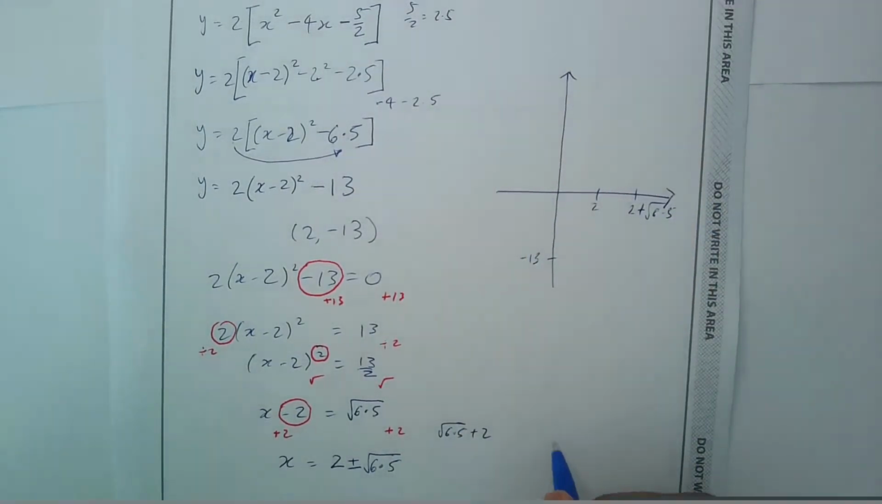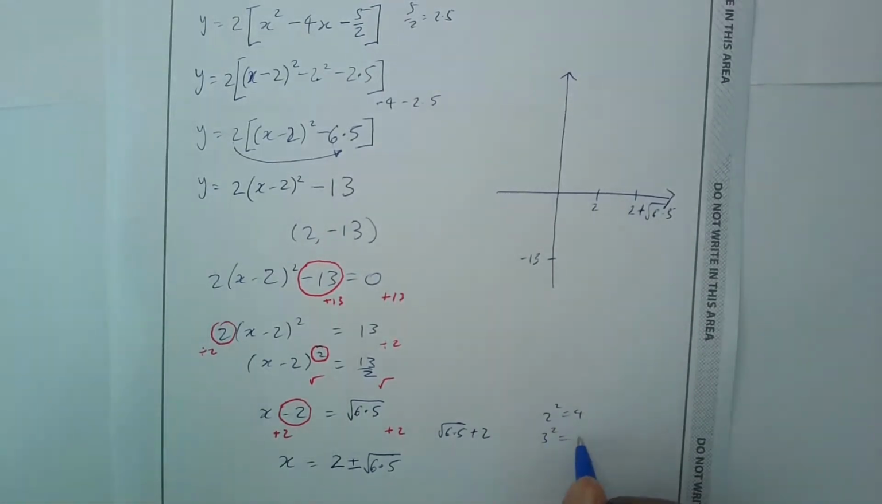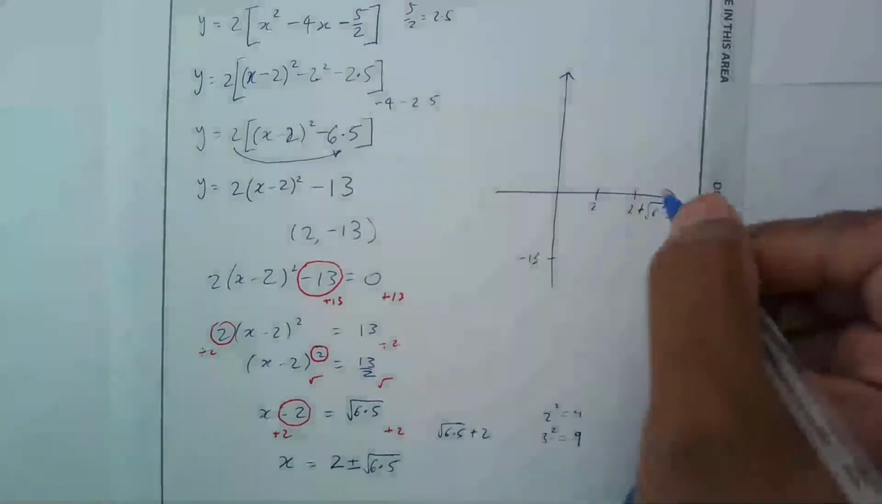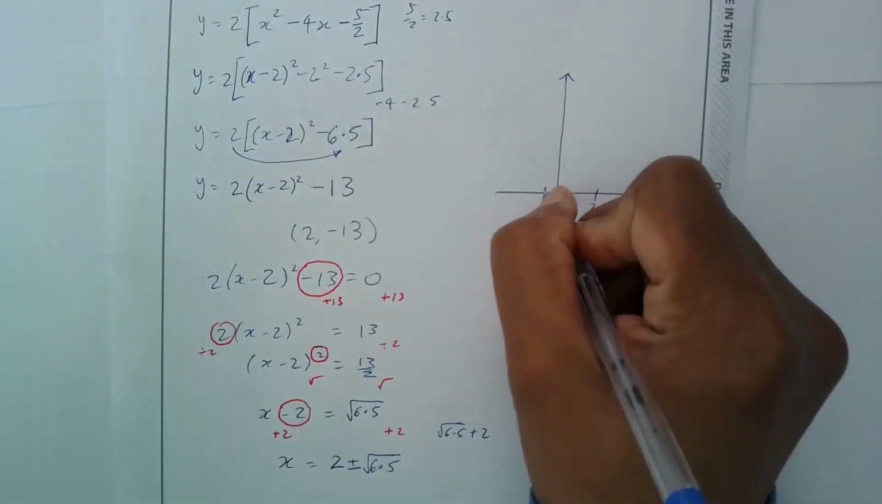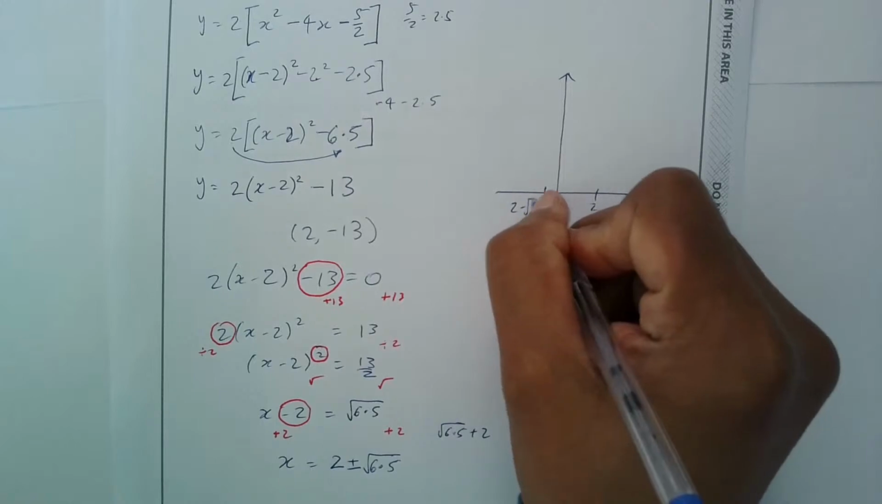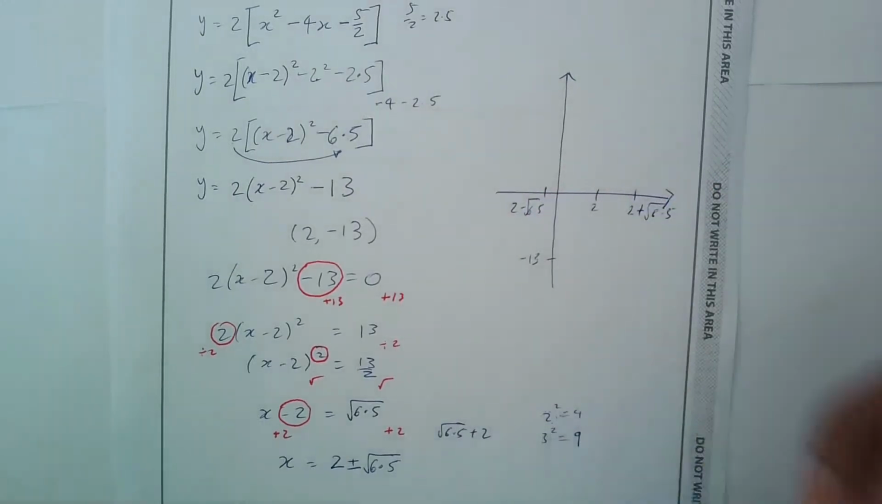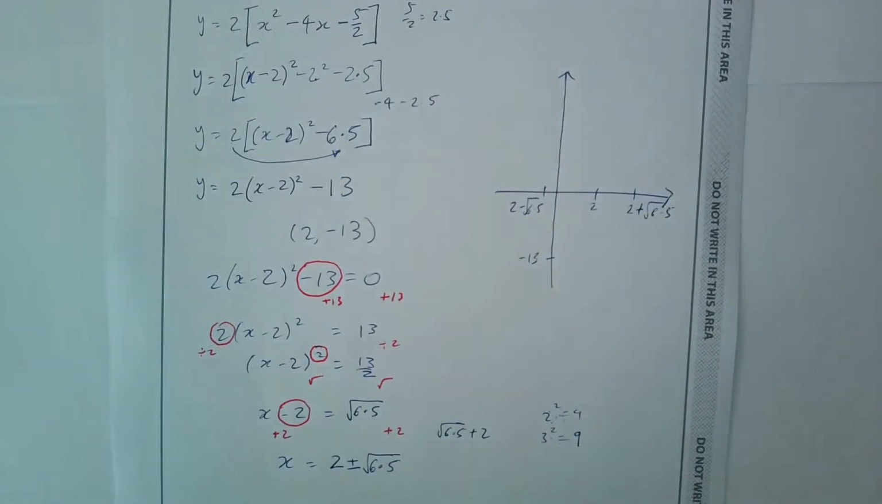So if I think about it, 2 squared equals 4, 3 squared equals 9. So it's in between 2 and 3. So is it going to be a negative? I'm not sure, but I can just write it here as 2 take away root 6.5. As it's a sketch, it should be fine.